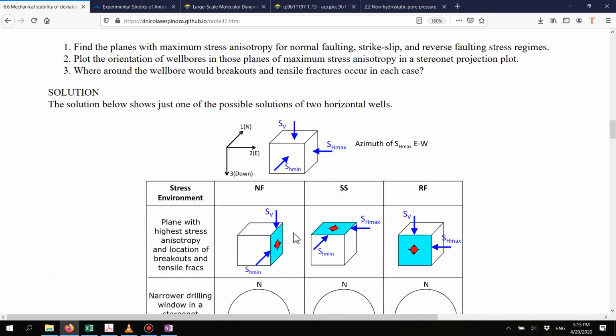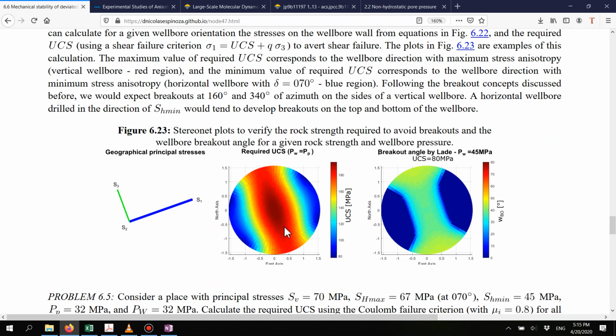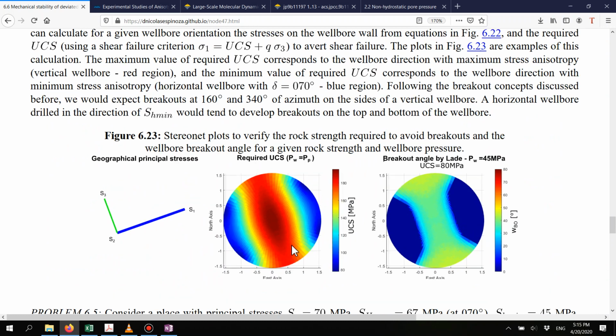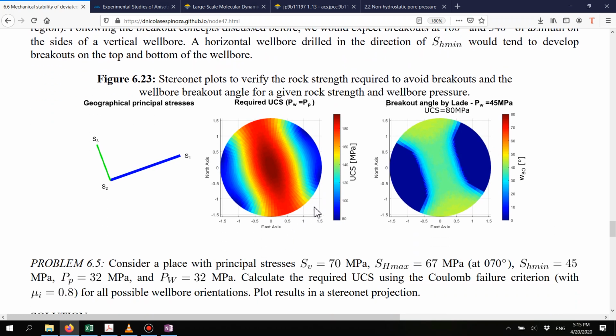Now we take that to this example. Here, I show an example of the calculation of the unconfined compressive strength of the rock required for a given state of stress that we see in this plot and for a given condition of pressure in the wellbore and pore pressure and values of principal stresses. Here we see what is the strength of the rock, the shear strength of the rock required in order to have a stable wellbore. All right, so let me explain a little bit what this plot is showing.